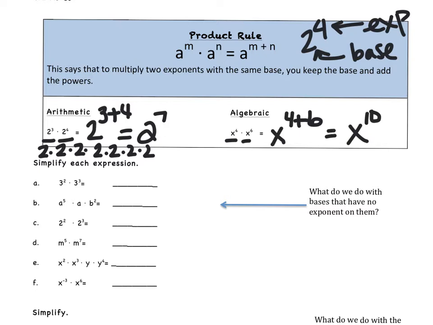It says simplify each expression, and it's asking us what do we do with the bases that have no exponents on them. Remember, if there is no exponent, it indicates an exponent of 1. Okay, so we'll remember that as we move along.